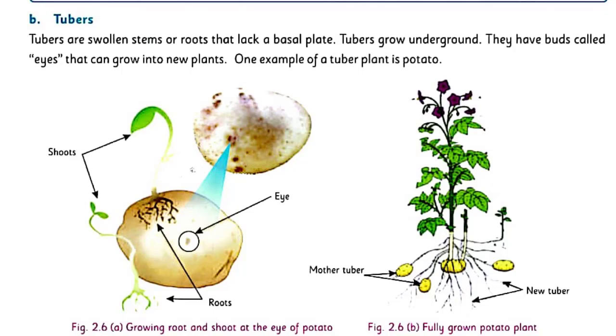B. Tubers are swollen stems or roots that lack a basal plate. Tubers grow underground. They have buds called eyes that can grow into new plants. One example of a tuber plant is potato.